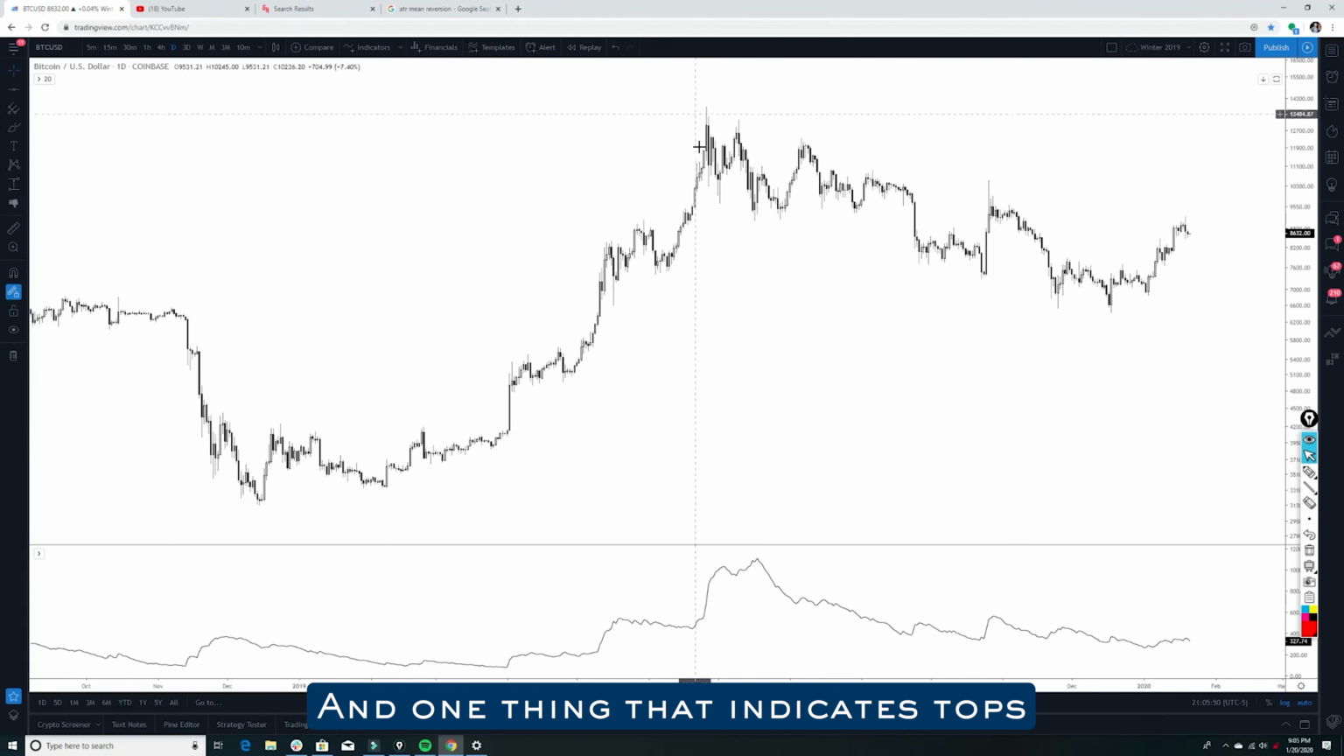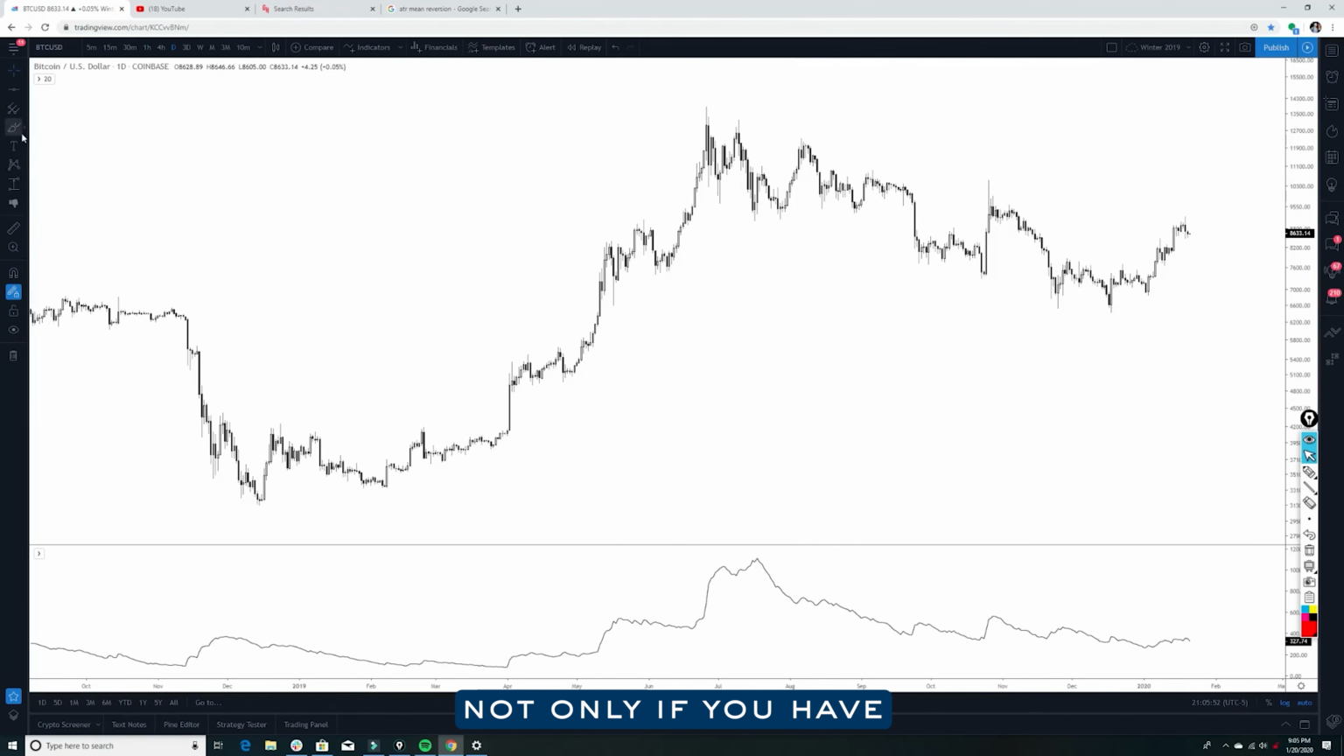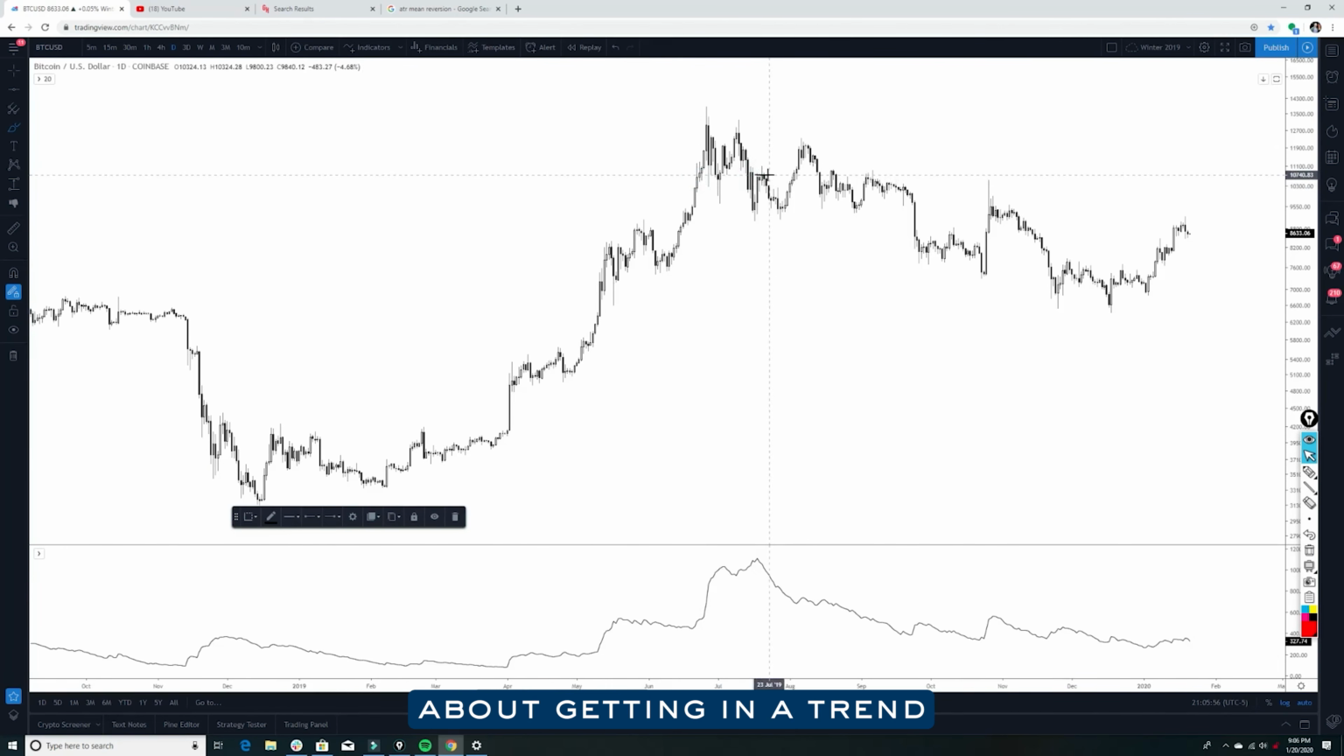And one thing that indicates tops is, again, not only if you're trying to identify where a top is, and let's say we're currently thinking about getting in a trend right here on the presumption maybe this continuation.